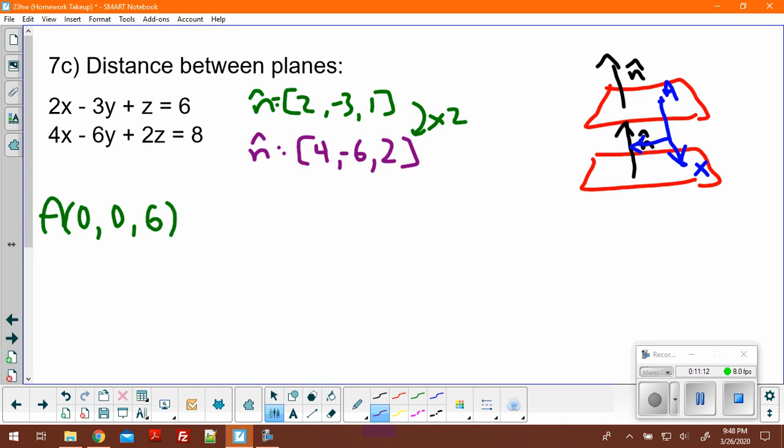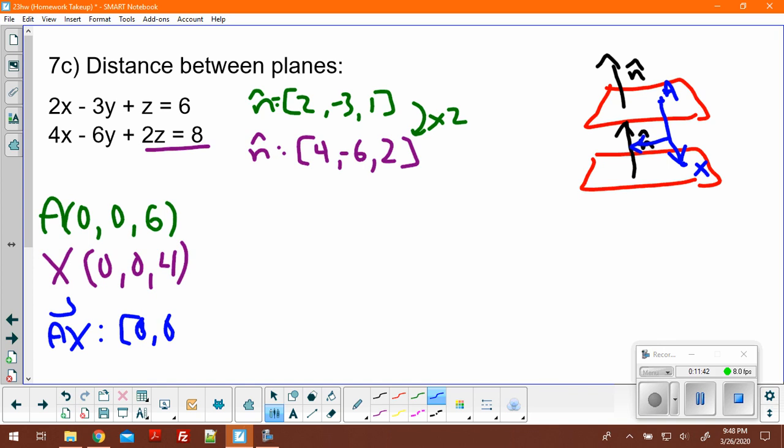And on the second plane, for point X, I'm going to do that again. So I have 0, 0. And now I have 2z equals 8, so z is equal to 4. So this is going to be a very simple vector AX. My vector from A to X would be (0, 0, -2).